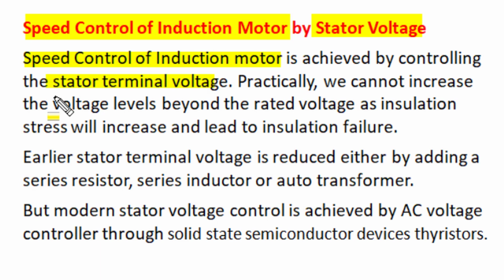Earlier this reduction was done by adding either series resistance or a reactor to the motor circuit. When we add resistance, it increases operating losses, and when we add a reactor, that reduces the operating power factor. So both have technical problems. So now in modern stator voltage control, we use an electronic AC voltage controller based on thyristor family devices, and those SCR based AC voltage regulators can economically and efficiently control the stator applied voltage as per our requirement.